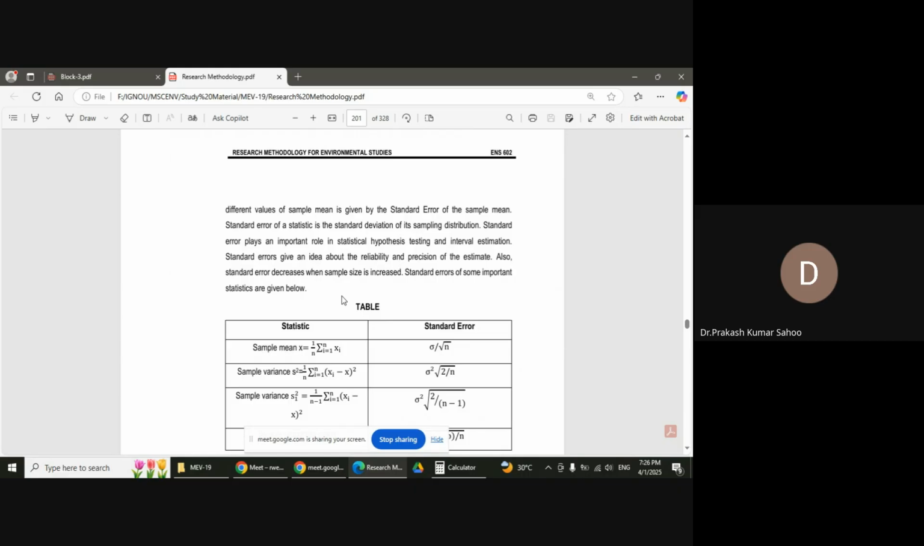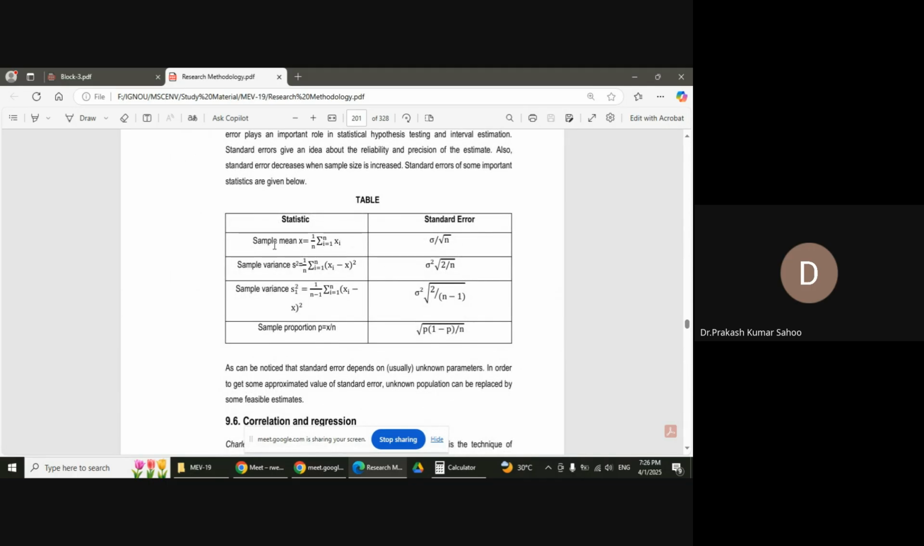It gives the reliability and precision of the estimate. Also, standard error decreases when sample size increases. Standard errors of some important statistics are given below.